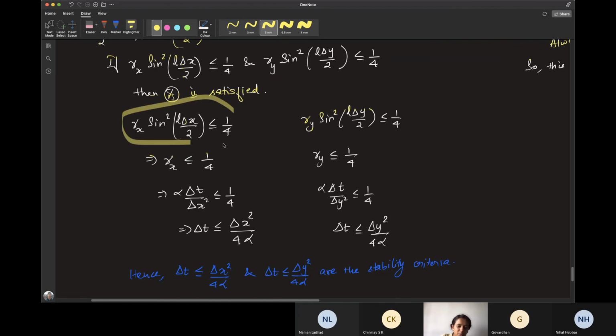For this to be less than or equal to 1 by 4, whenever this is maximum, the maximum of this quantity is 1, right? So I'm just putting 1. If the maximum of this is less than or equal to 1 by 4, then for any value, it's going to be less than or equal to 1 by 4. So I'm just restricting the maximum of this quantity to be less than or equal to 1 by 4. That will occur when the sine squared term is equal to 1. So the maximum will occur when sine squared is 1. So mu x less than or equal to 1 by 4 is the condition that I'm getting.